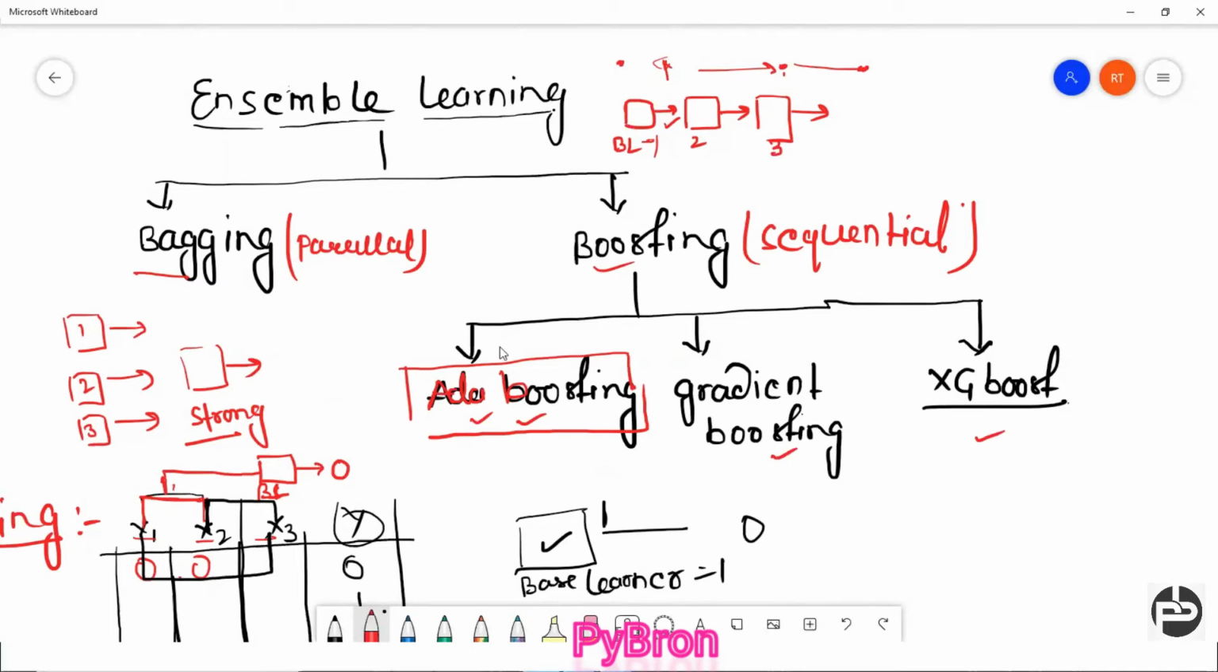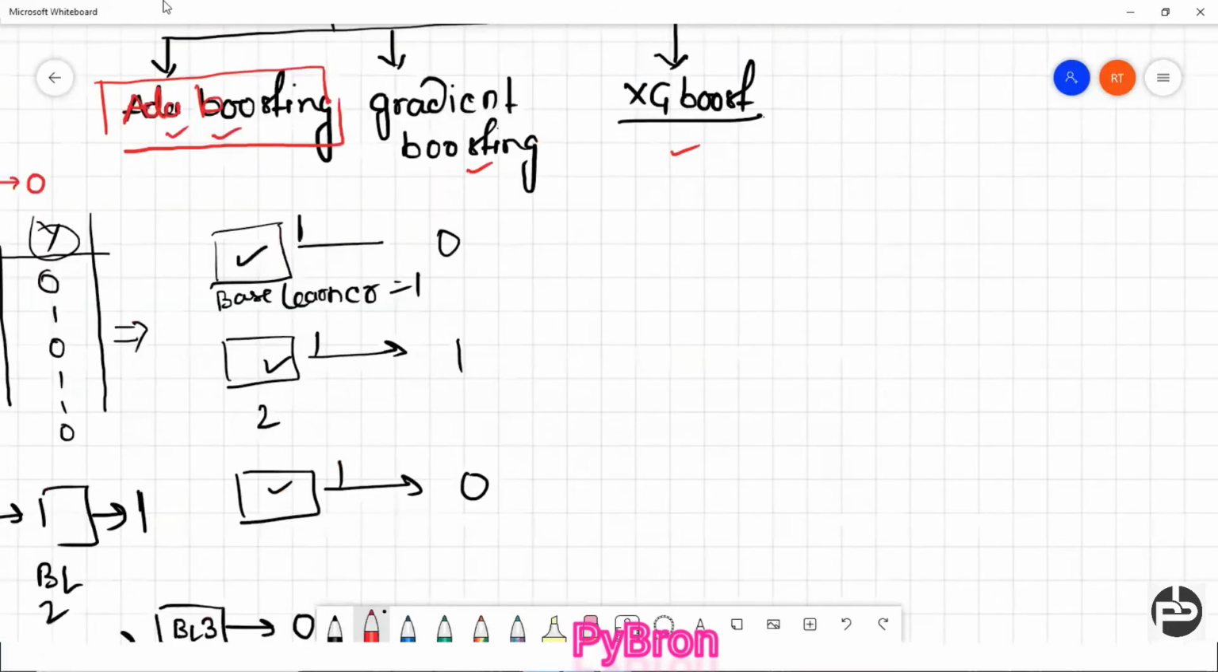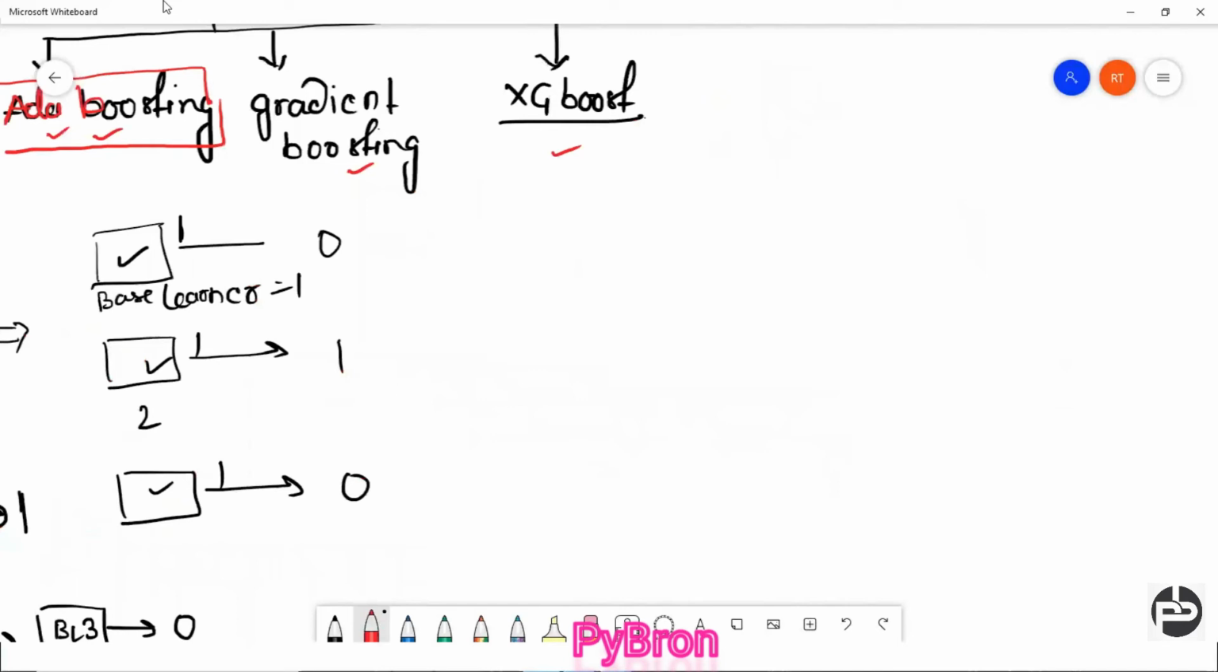As I told you, boosting is a sequential algorithm. What do you mean by a sequential algorithm? Nothing but we have the base learner. Just try to understand the overall rough concept, okay? The base learner, we are passing the input, and the base learner output is going to predict 1, but actually it should be 0.